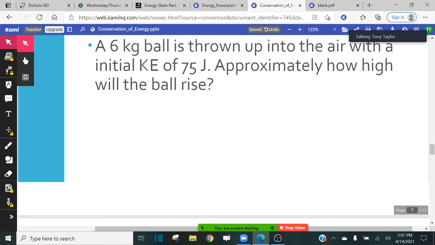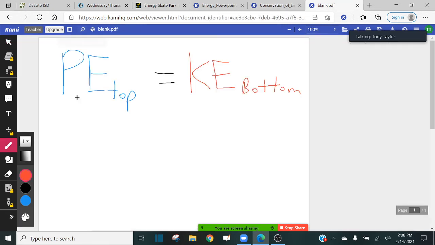Okay. So guys, notice what they give us. They tell us the moment the ball was released. So if you take a ball and you throw it upward, they tell us right at the moment that it was released, it had 75 joules of kinetic energy. So in other words, they told us what the kinetic energy of the object is at the very bottom of its path. So guess what? That is going to enable us to solve for the height at the very top. So with that said, let us use this principle here. Potential energy at the very top is equal to the kinetic energy at the very bottom.